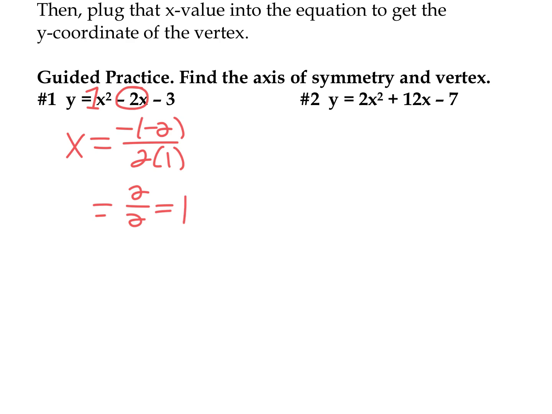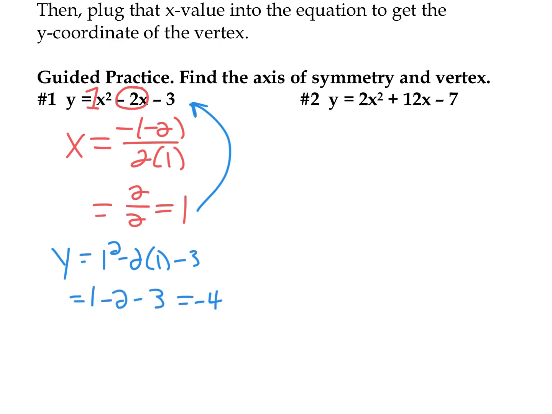And now to find the y value that will go with that x value for the vertex, we're going to plug that 1 back into the equation. We get y equals 1 squared minus 2 times 1 minus 3. That's 1 minus 2 minus 3, so that's negative 4. So my vertex is going to be the point 1 comma negative 4.